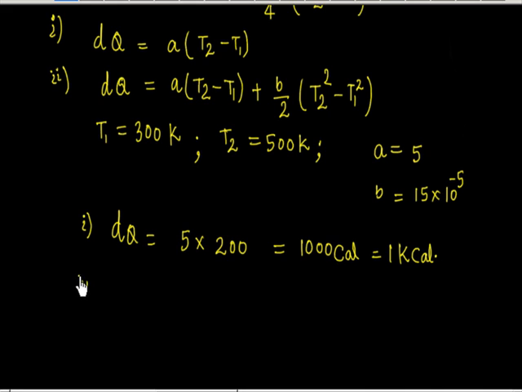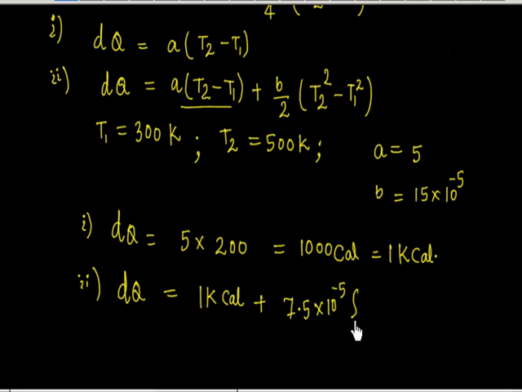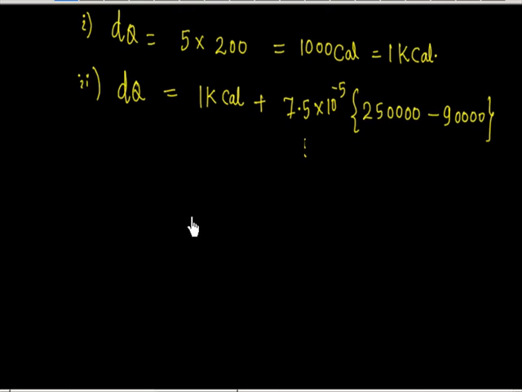Now we can calculate the same thing using the second expression. I will have more refinement. The first term is the same, that is 1 kilocalorie, plus B by 2. B is 15, so this is 7.5 into 10 to the power minus 5. And then I have T2 squared, that is 500 squared, so 2, 5 and 40. Minus T1 squared, that is 9 into 40. So you can do this calculation, easy one.